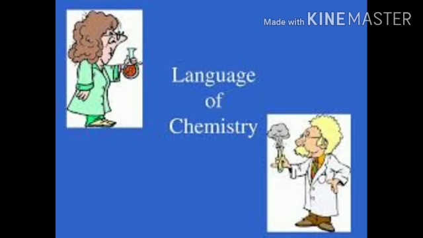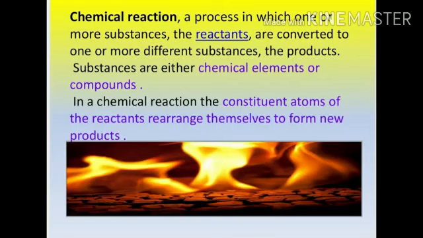A chemical equation is a representation of a chemical reaction by using symbols and formulas of the reactants and the products. So, how do we define a chemical reaction? A process in which one or more substances, that is the reactants, are converted to one or more different substances, that is we call them as products. These substances can either be elements or compounds.